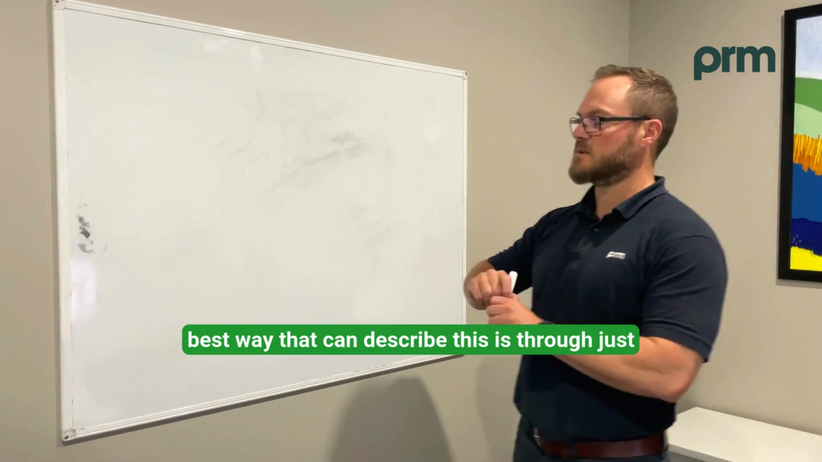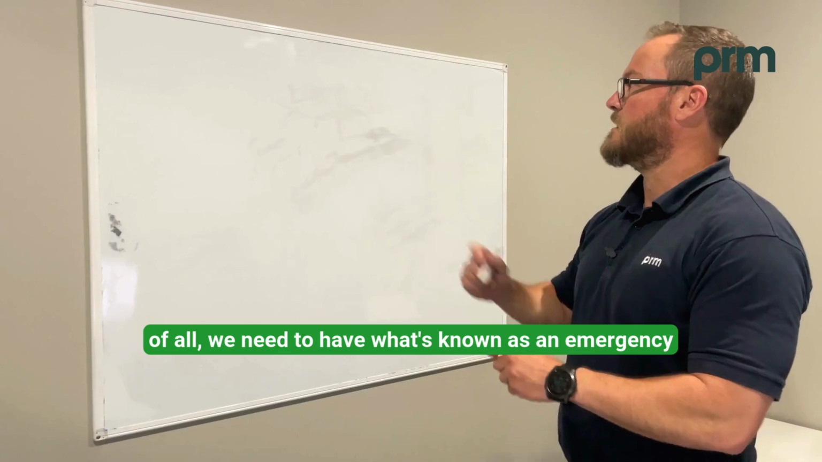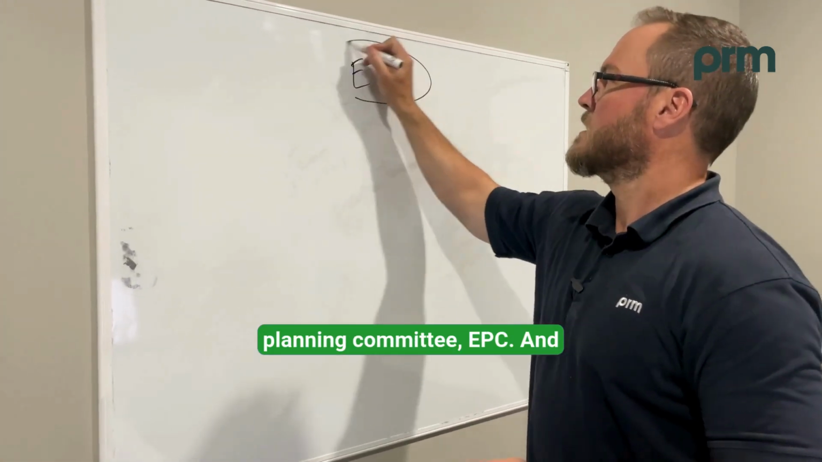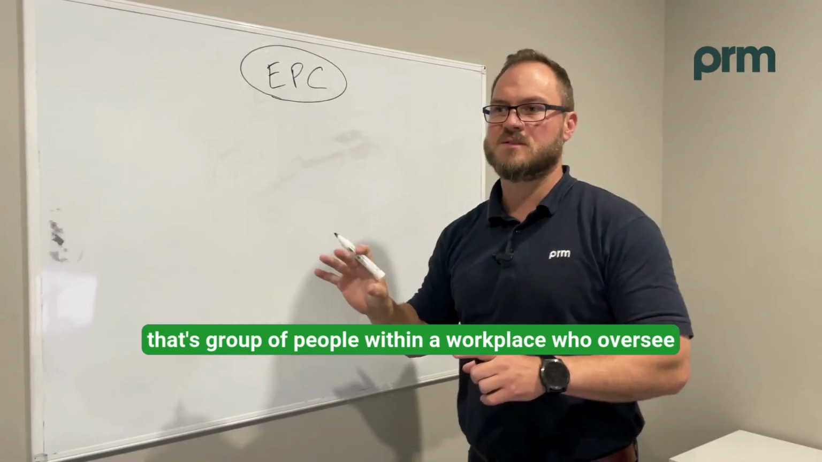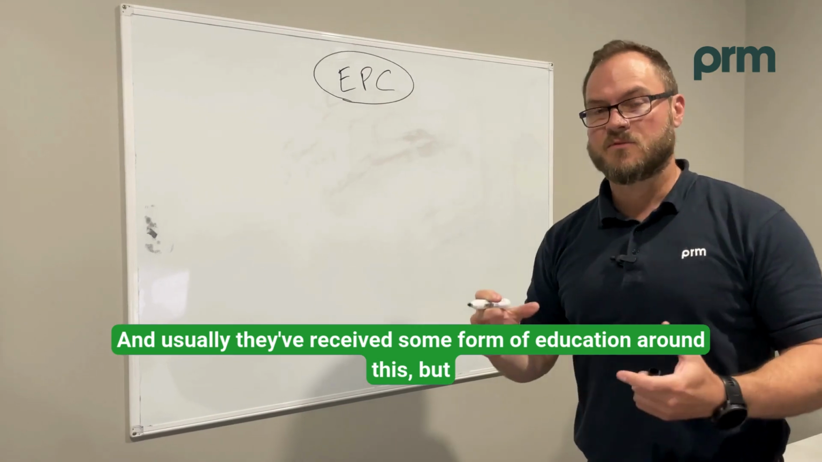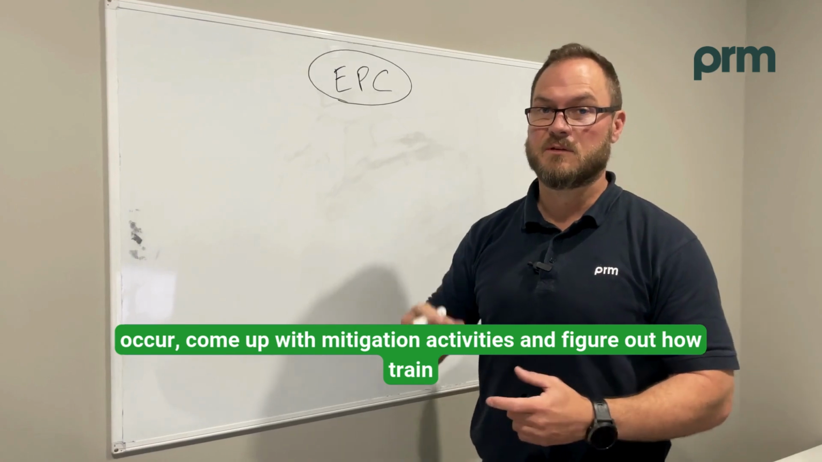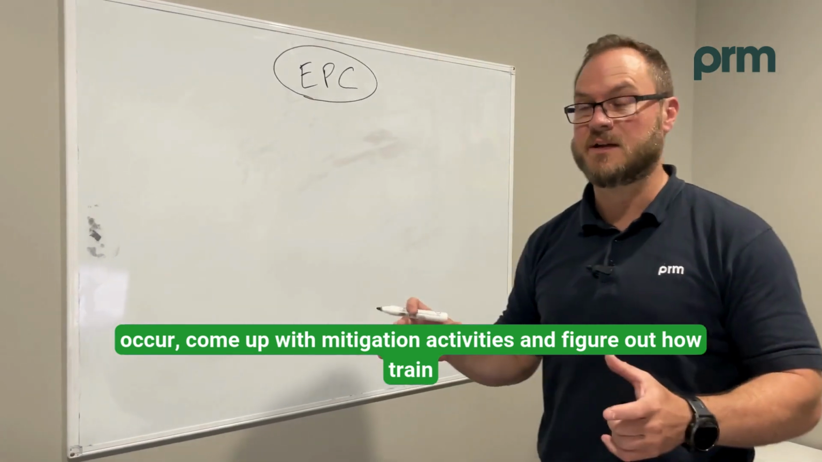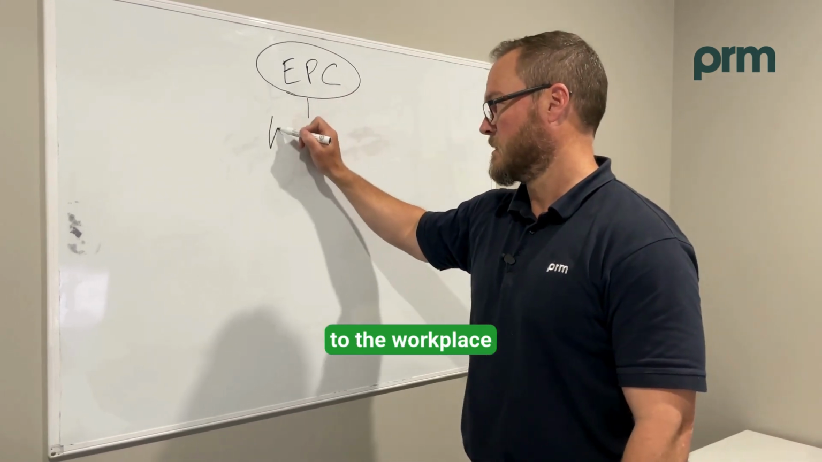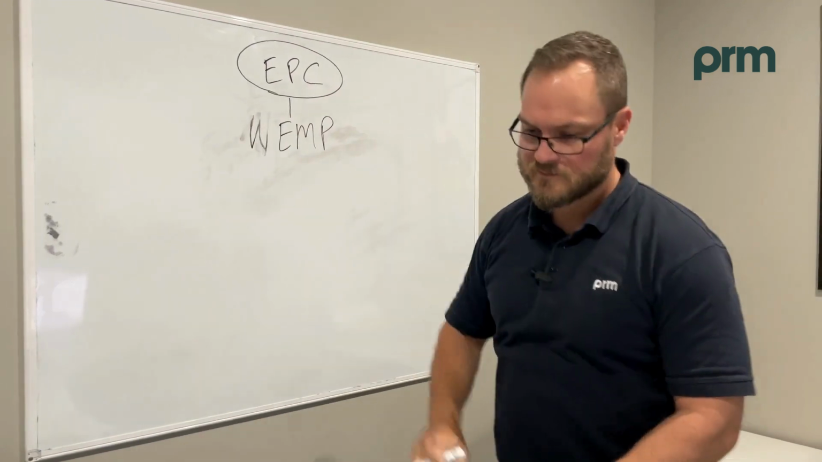The best way that I can describe this is through just doing a bit of a drawing on the board here. First of all, we need to have what's known as an Emergency Planning Committee, EPC. And that's a group of people within a workplace who oversee the emergency plan. And usually they've received some form of education around this, but they feel comfortable to identify what could reasonably occur, come up with mitigation activities and figure out how to train staff, occupants, visitors in regards to the Workplace Emergency Management Plan, or EMP.